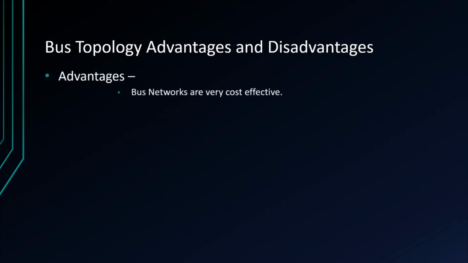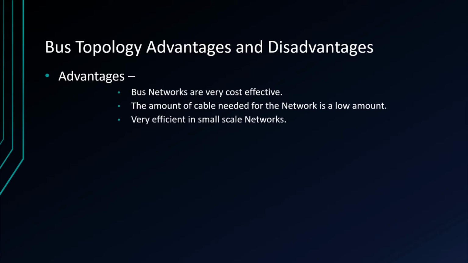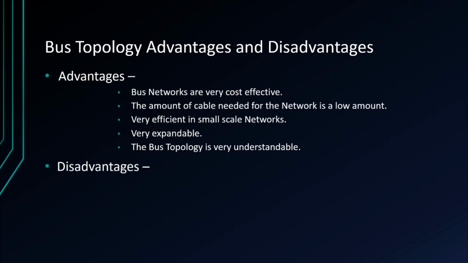We'll start with the advantages. Bus networks are very cost effective, meaning that small networks, small businesses will be able to run these without any worry of cost. The amount of cable needed for the network is a low amount, as it's only one cable connecting the computers. This means obviously there's not going to be a lot of cable needed, and also it's very efficient, like I said, in small scale networks. And also these networks are very expandable, as you can just add on computers to the single cable. And obviously this is the first one we're talking about, so it is the most understandable, it's the easiest one to understand.